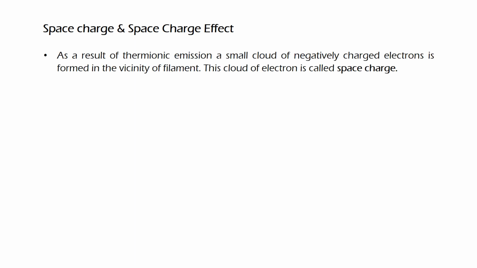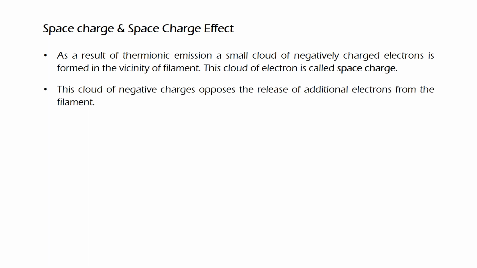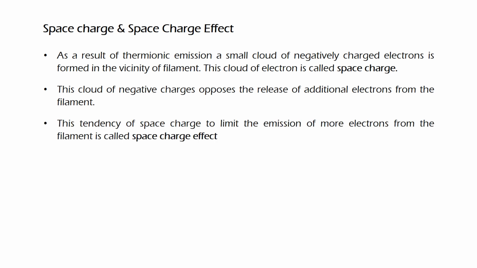Space charge and space charge effect. As a result of thermionic emission, a small cloud of negatively charged electrons is formed in the vicinity of the filament. This cloud of electrons is called space charge. This cloud of negative charges opposes the release of additional electrons from the filament. This tendency of space charge to limit the emission of more electrons from the filament is called the space charge effect.